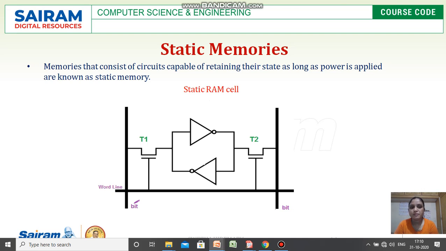So how it will be connected means here the memories consist of the circuit capable of retaining their state as long as the power is applied, are known as a static memory. So static memory means constant memory. So that constant memory will be present until and unless the power supply will be there. Once the power supply is removed, whatever state was there will be lost. So once again when we are applying the new power supply to it, then the old values will be removed and the new values will be assigned.